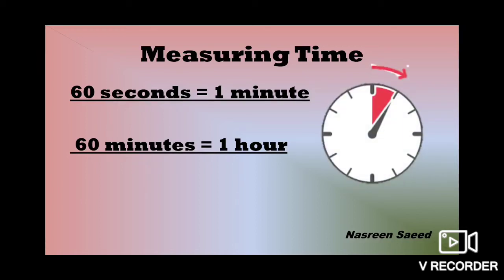Now if you see in this picture, the red portion shows us 5 minutes. So when the minute hand moves from one number to the next number, it completes 5 minutes. When it goes from 12 to 1, it completes 5 minutes. When it goes from 1 to 2, it completes 5 minutes.